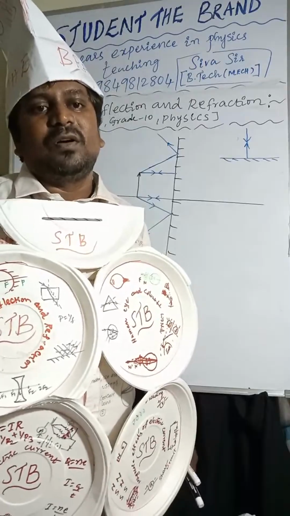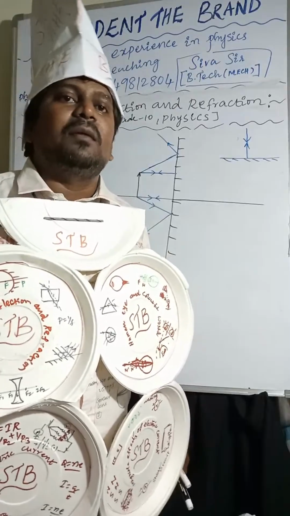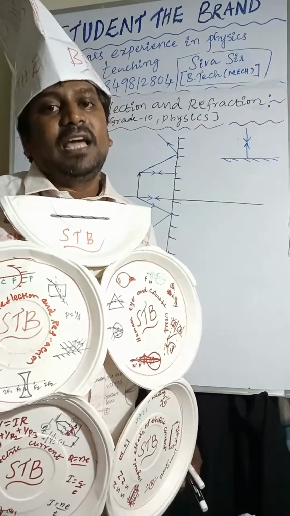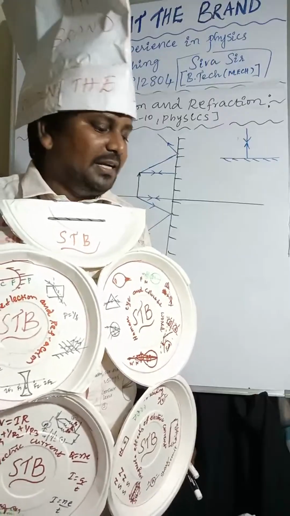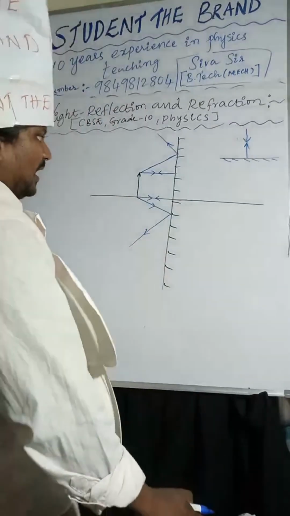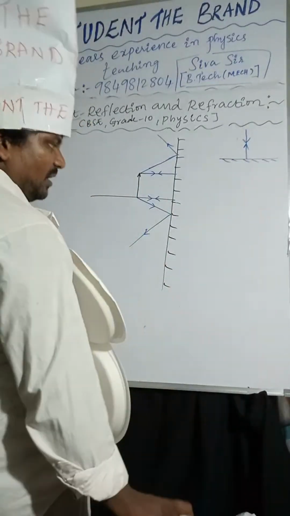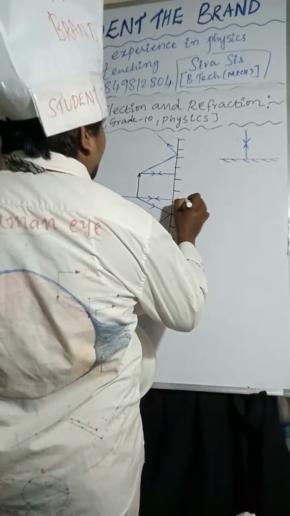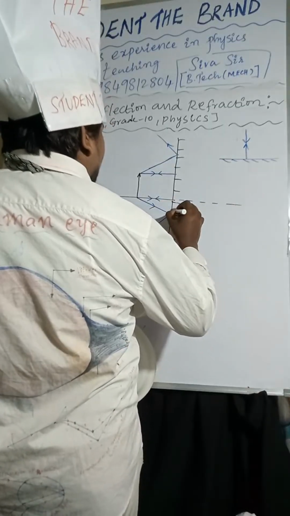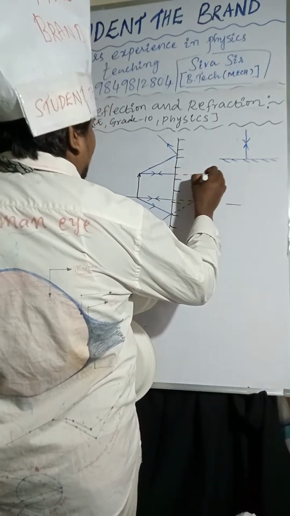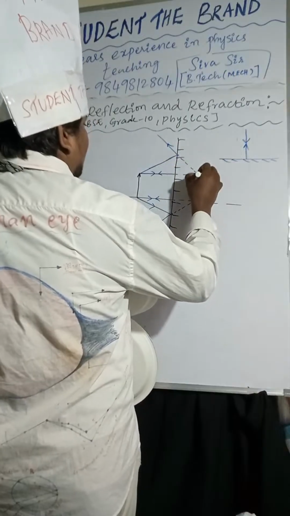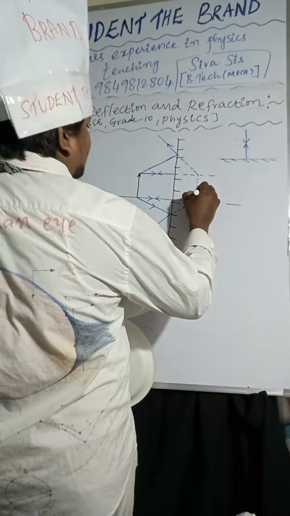Their image will form. That is a virtual image. So I'm considering here. If we extend these light rays, and I am considering here also, we are extending here. So the image will form here.